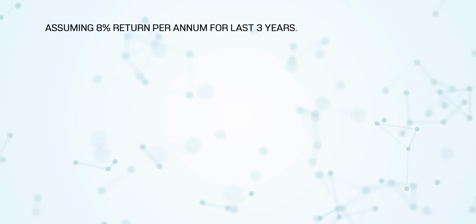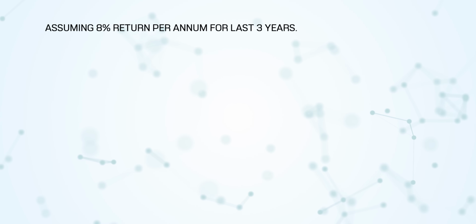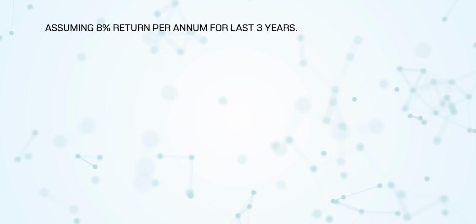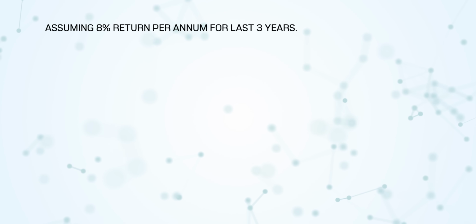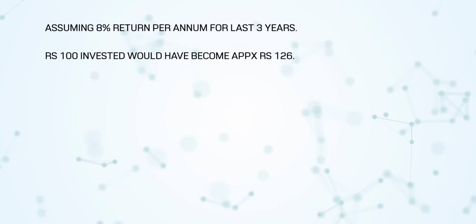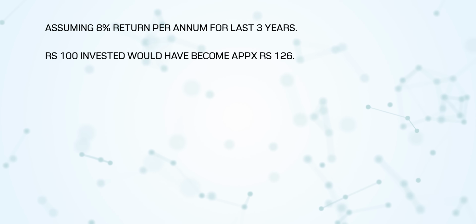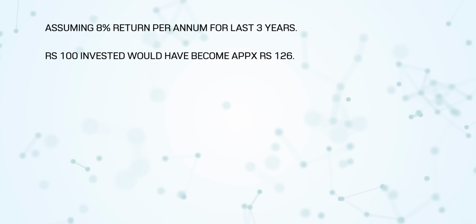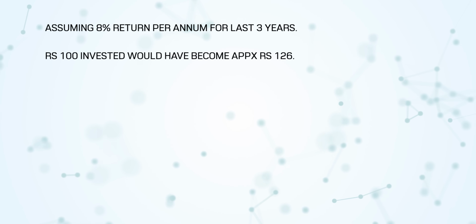Now I am going to give you one more example. Assume that you have invested 100 rupees 4 years before and last year you booked the profit. Let us say bank FD. Assume that you invested 100 rupees in a bank FD which pays 8% interest. After 3 years, your 100 rupees investment would have become approximately 126 rupees. Although it is 8% per annum, you get 8 rupees for 3 years, 3 into 8, 24 rupees.